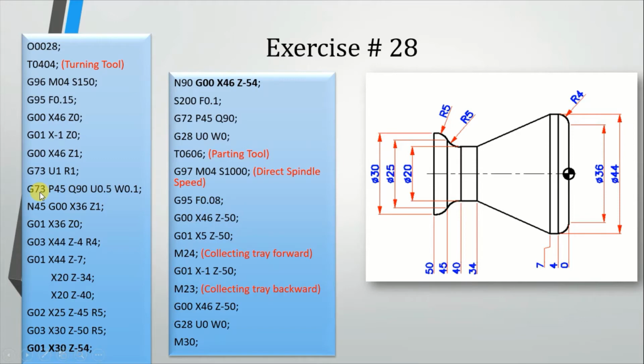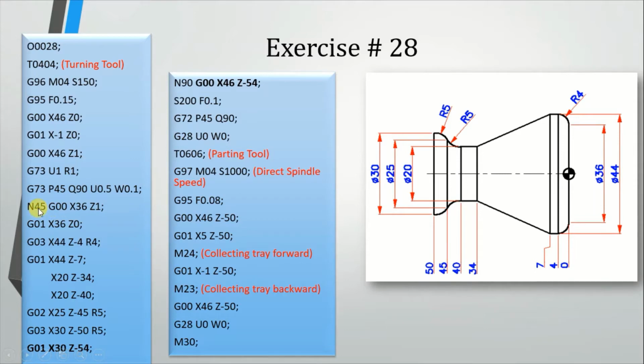In the second block, G73 P45 Q90, this is the address from where to where we want to remove the material, from P45, like from here to here. So P45 Q90 U0.5, this is the allowance in the x-axis, and this is the allowance in the z-axis. It means that we will not make this diameter 44, it will be 44.5, and this will be 30.5, and also in the z-axis we will keep 0.1 for the finishing.